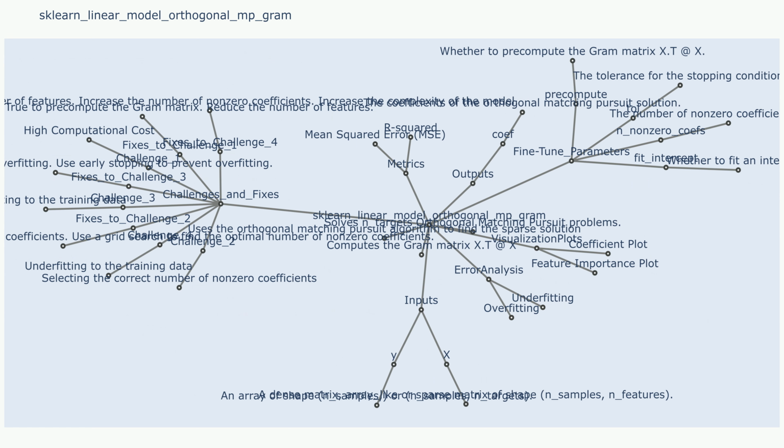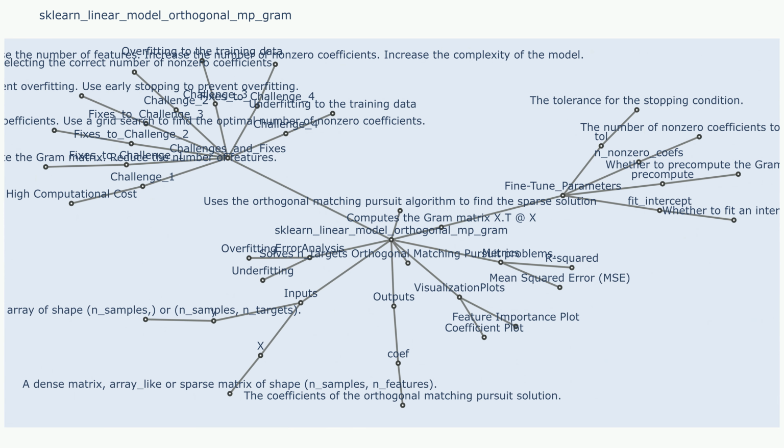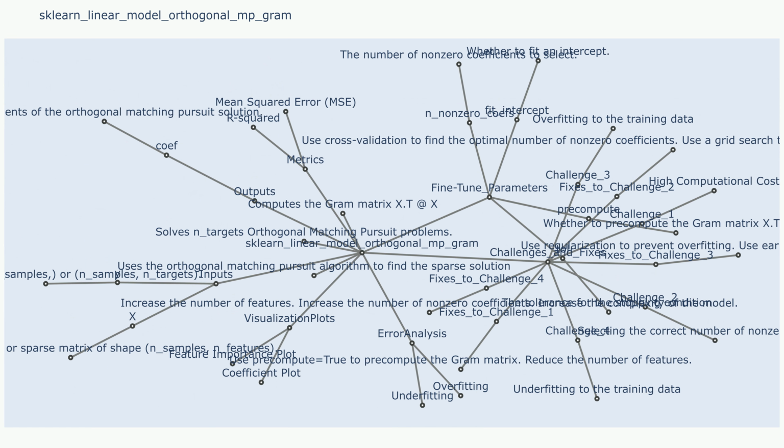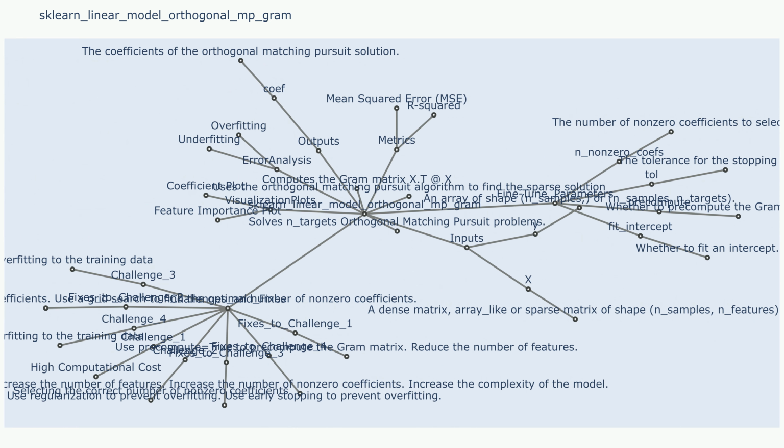The number of non-zero coefficients may be too high or too low. Sample use case that resulted in challenge 1. When n non-zero coefs is too high, the model may overfit the data and have poor generalization performance. Fixes to challenge 1. You can use cross-validation to find the optimal value for n non-zero coefs. You can also use regularization techniques, such as L1 or L2 regularization, to reduce the number of non-zero coefficients.